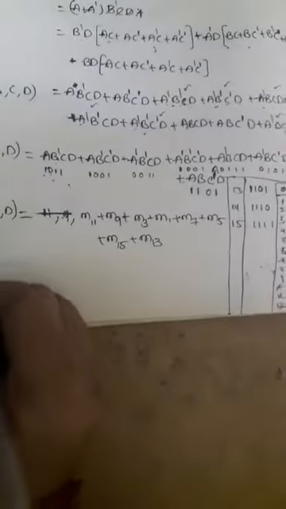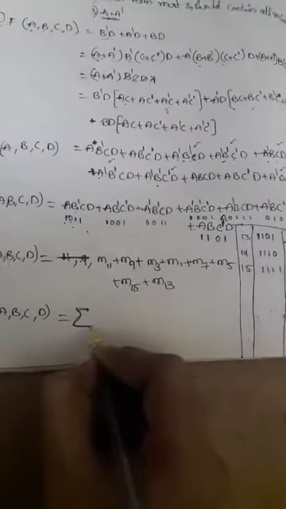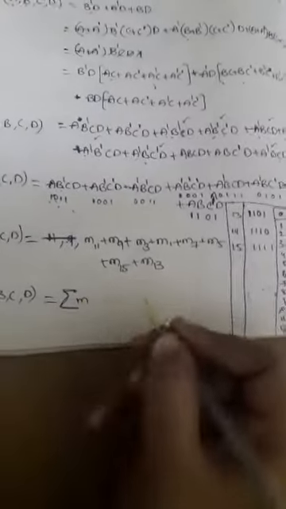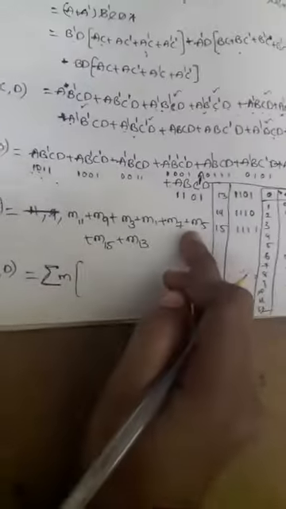So now overall the function becomes f of a, b, c, d is equal to, now we'll use this symbol of SOP, that means the summation symbol we have to write. So the summation symbol we have to use like this, or otherwise summation of small m, that is nothing but the min terms symbol.